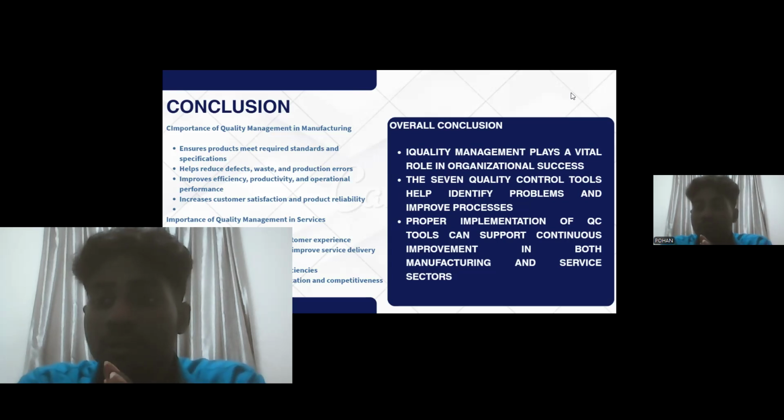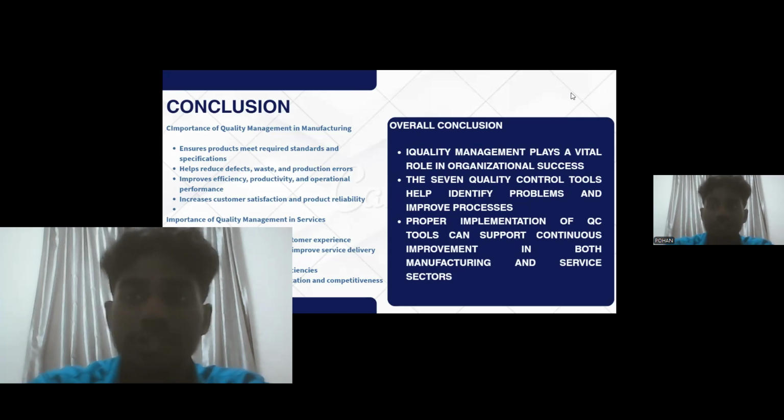Also, the 7 quality tools provide simple yet effective methods for identifying problems, analyzing data, and improving processes. When these tools are properly implemented and supported by management, they significantly contribute to continuous improvement and organizational success. So that's all from me, Mommy.